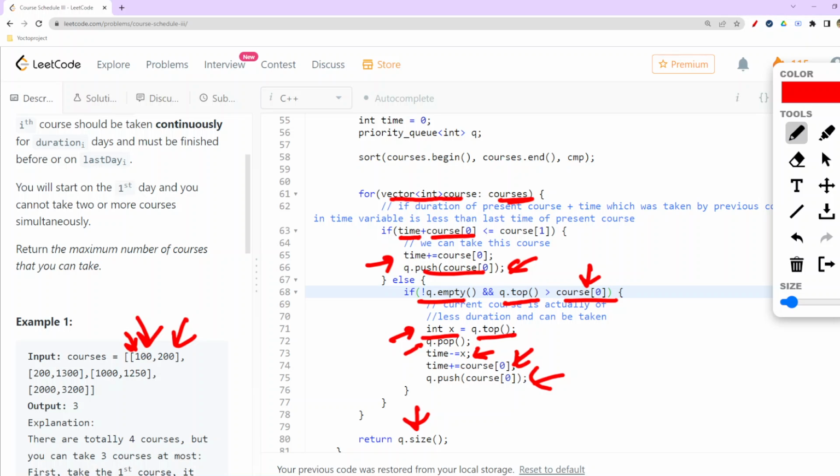So for this, our time complexity would be simply order of N log N, because at max we could take all the courses also. And the space complexity would be order of N, because at max we can take all the courses, so all those courses are stored in the queue. So that's all for this particular question.